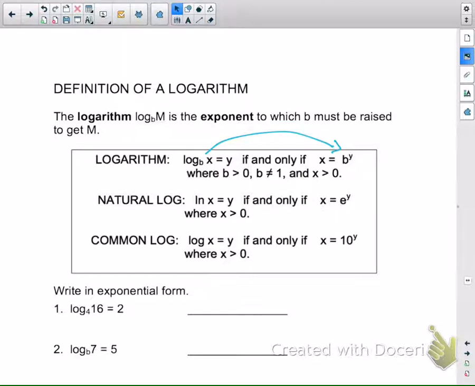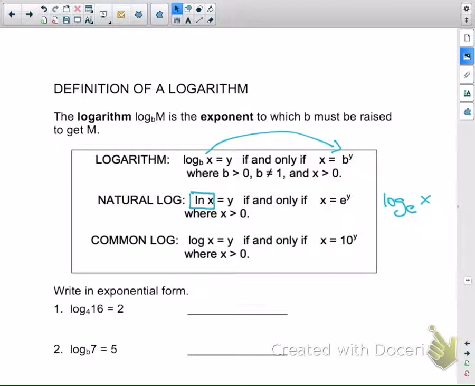Okay? Natural log, this is a very basic definition. ln, the natural log, is the same thing as log base e. So they will never write it as log base e. They will always write it as ln. That is a specific button in your calculator, but it's just knowing what that is.